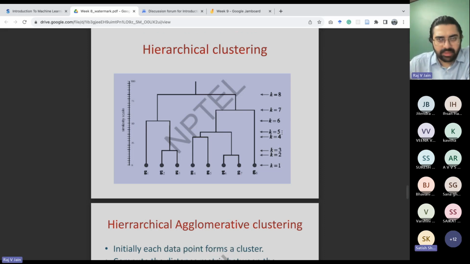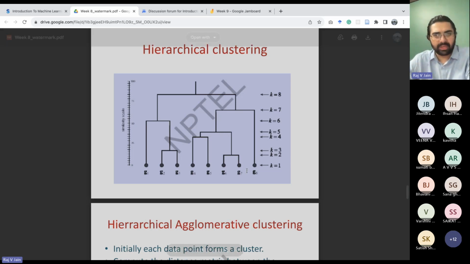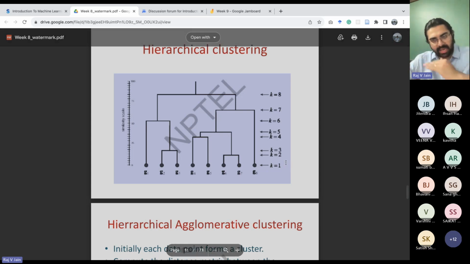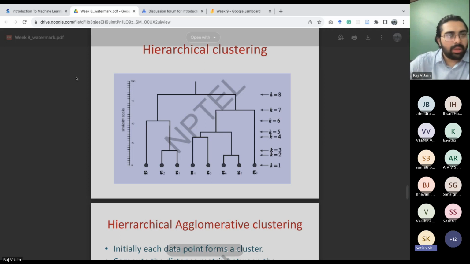Number of clusters, but the order is reversed. That makes sense. So that's the idea, right? Each point is first considered its own cluster. So there are 8 points here, then k is equal to 8, and then as you build up, the number of clusters will reduce to 1. Yes. Okay.